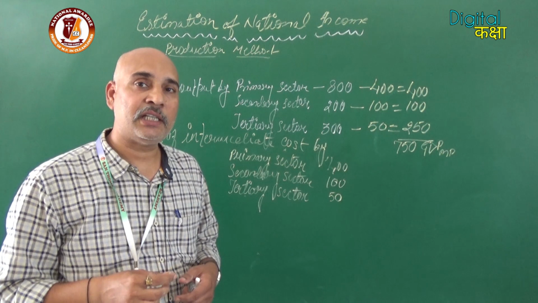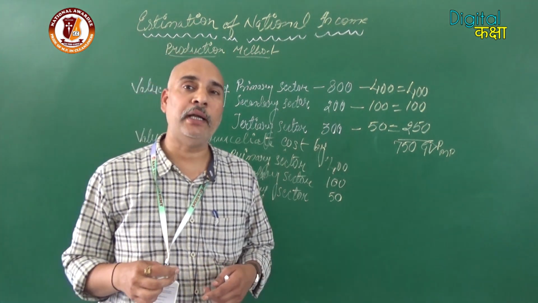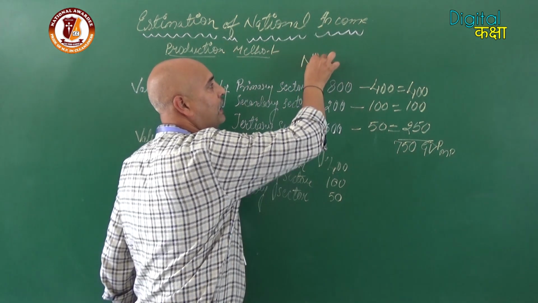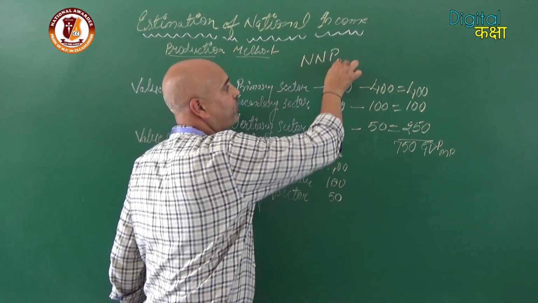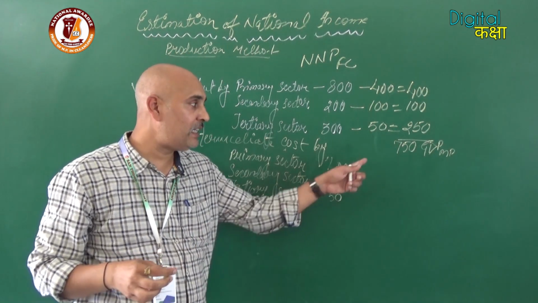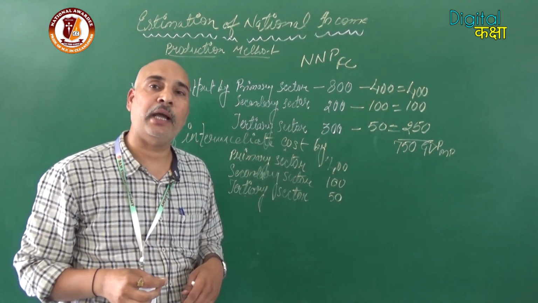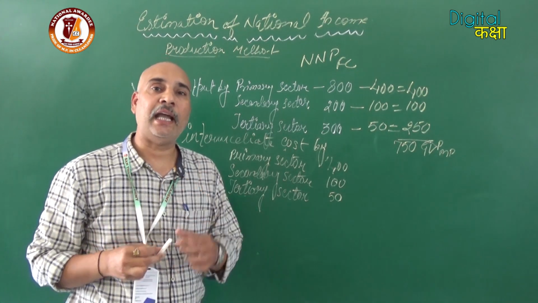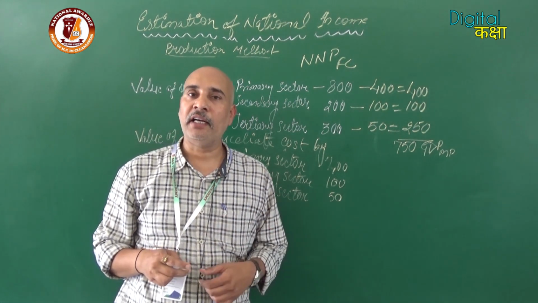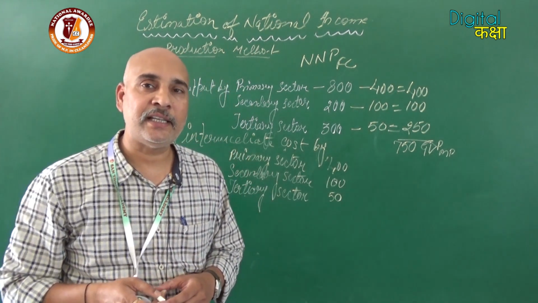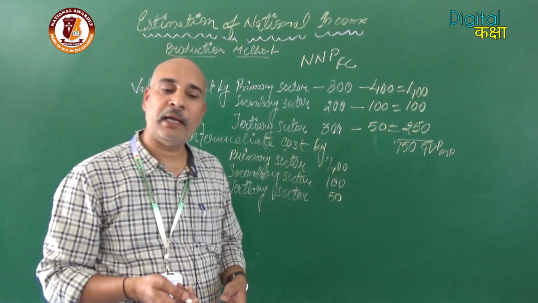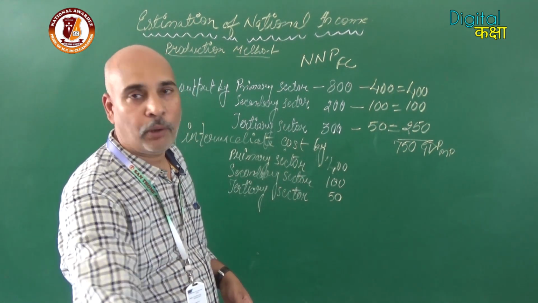But as we have discussed, whenever you are supposed to calculate national income, that means you have to find out NNP-FC. That we have discussed in the last class also. Now how will this GDP be converted into NNP-FC? The three basic elements will be used. What were the three elements? Net factor income from abroad, net indirect taxes and depreciation. Now all these three things will be used one by one to understand properly.